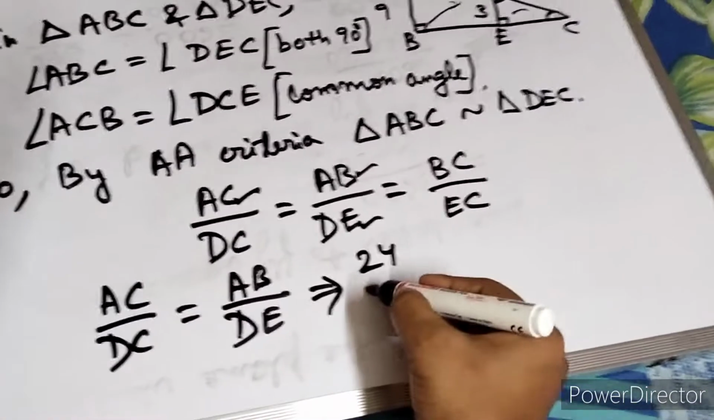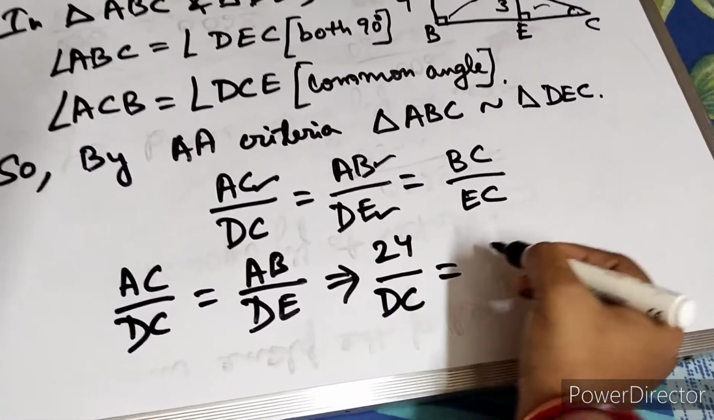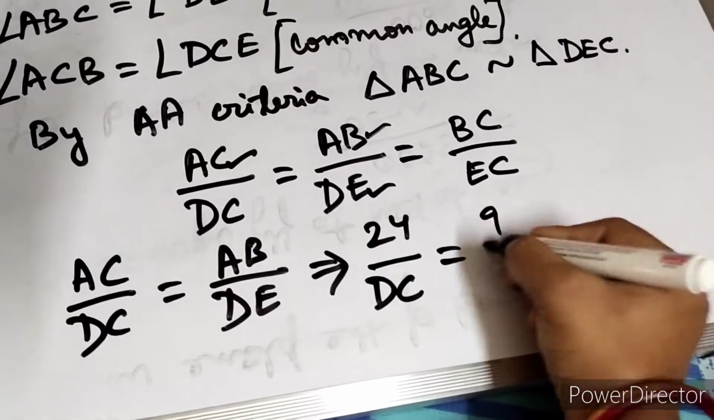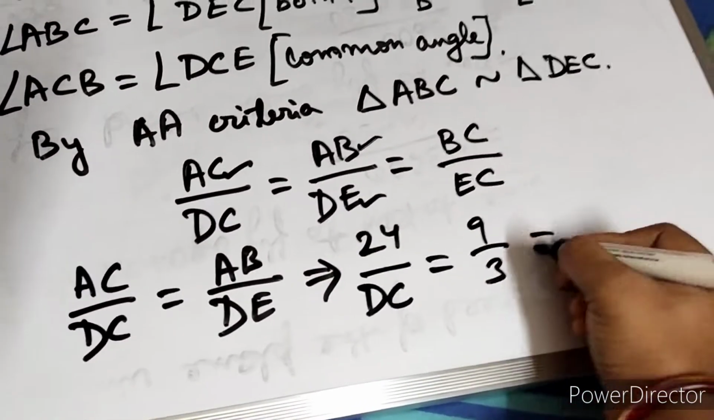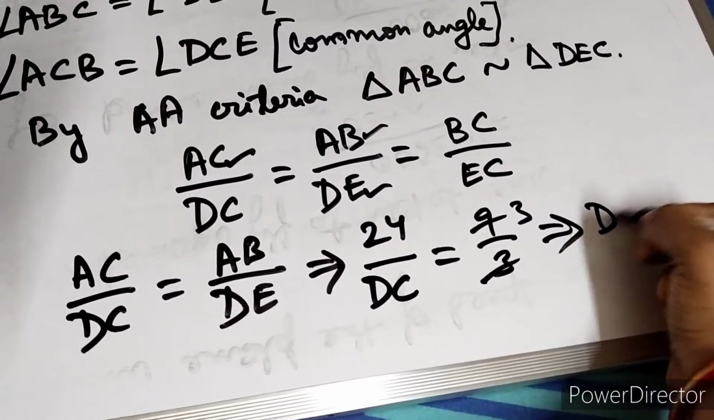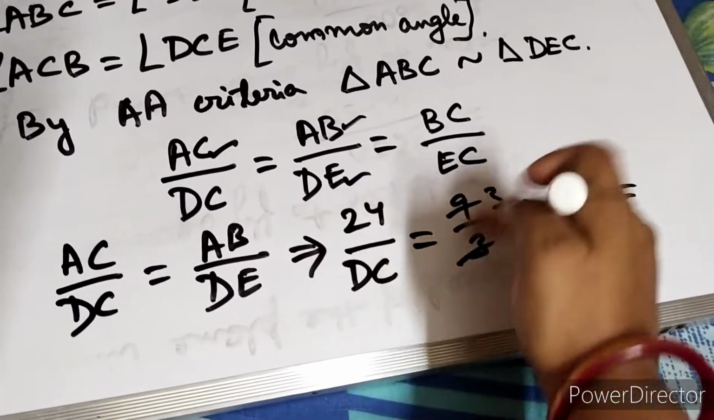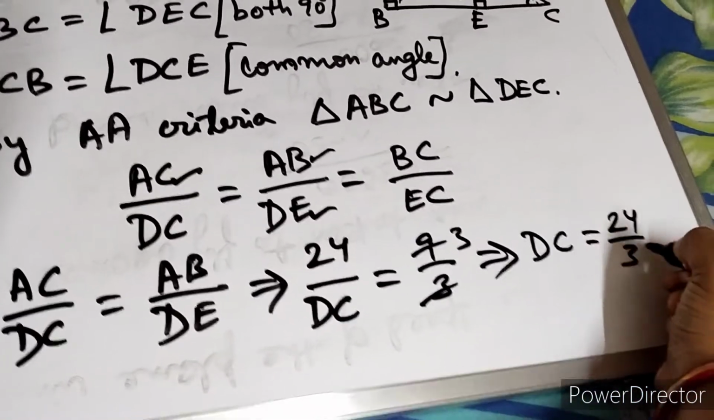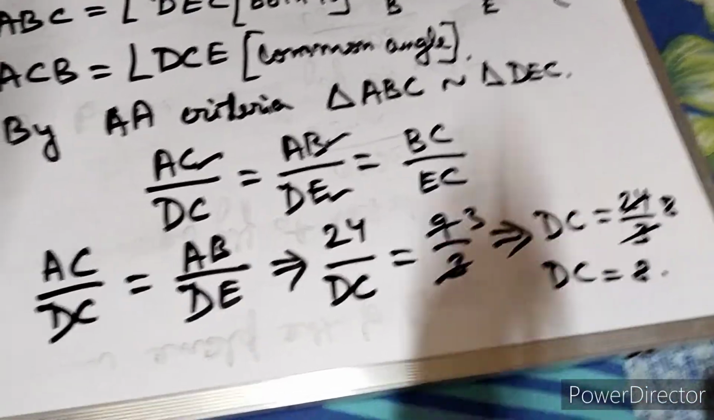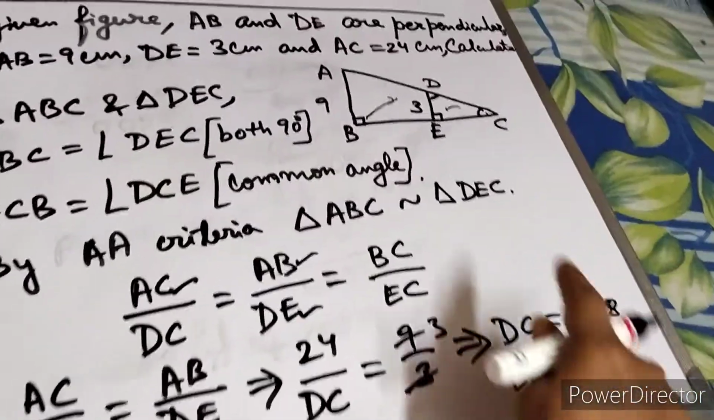DC we are not given, we have to find DC. And AB, how much is AB? AB is 9, DE is 3. 9 by 3. So what will it be? 3 3s are 9. So DC will be equal to, if it goes here and it comes down, that means 24 by 3. 3 8s are 24. So DC is how much? It's 8. DC is 8.